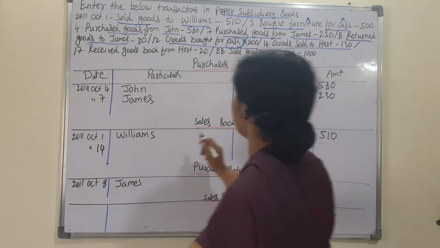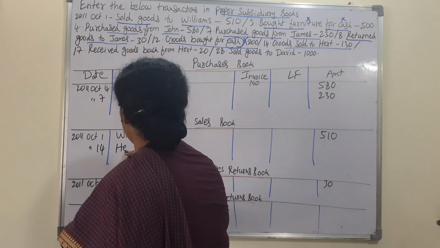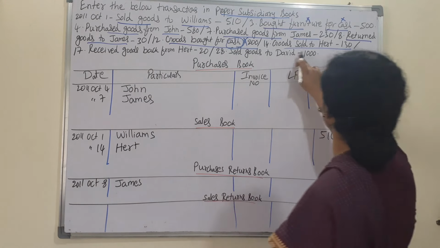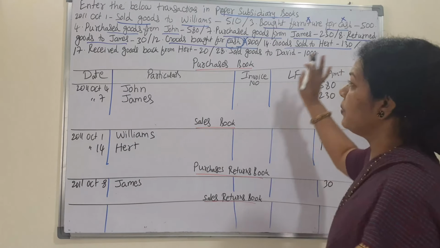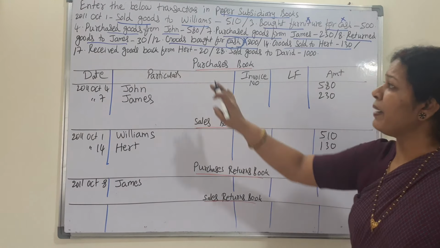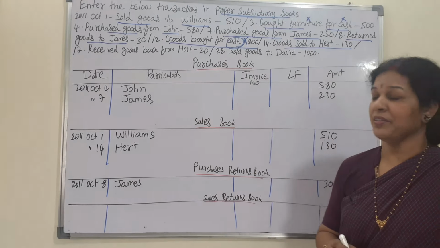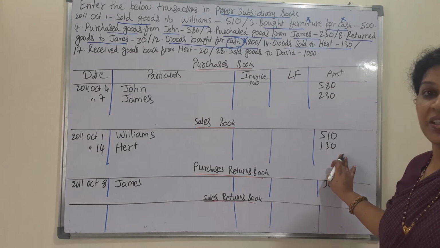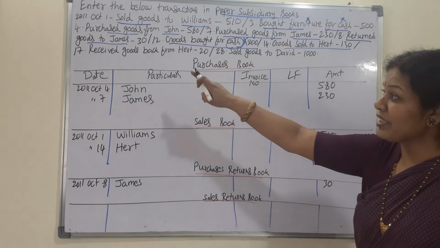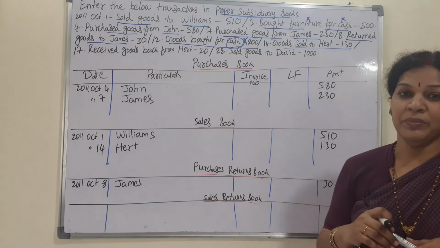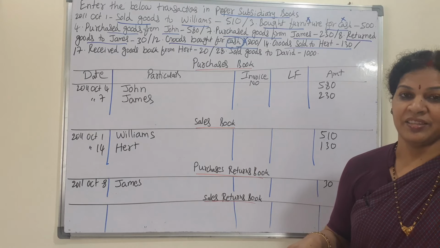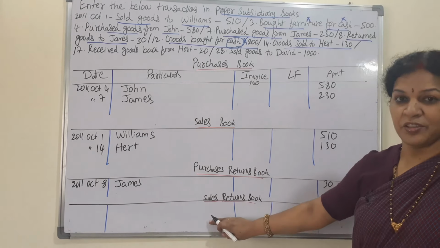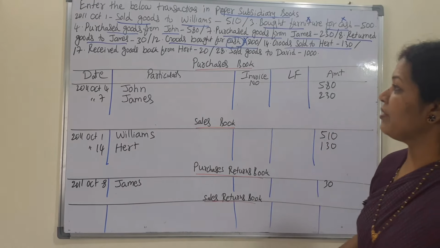To whom? Hurt. Sold goods to hurt, cost of 130. Over. Next, received goods back from hurt. We have sold goods to hurt, 130. Now 17th, receiving goods back from hurt. We sold, now returning back, means sales returns. Sales returns comes in the sales returns book. So this is on 17th.